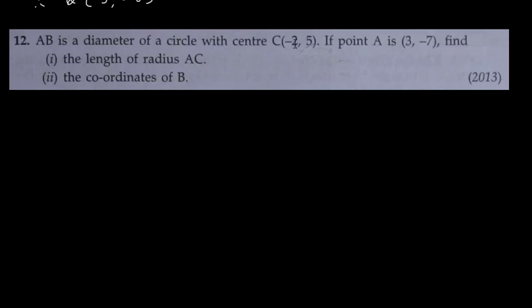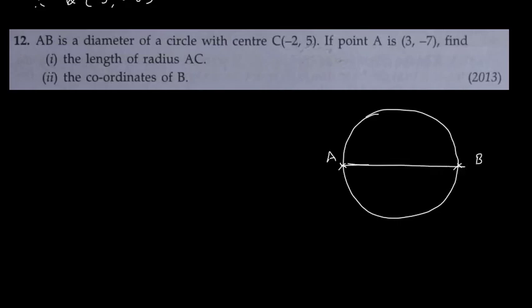AB is the diameter of a circle with center C. If A is given, find the length of radius AC and the coordinate of B. So let us see what we do. Okay, AB is the diameter. So here A and here we have B. AB is the diameter and C is the center. C is (-2, 5). A is (3, -7). B we don't know what B is.